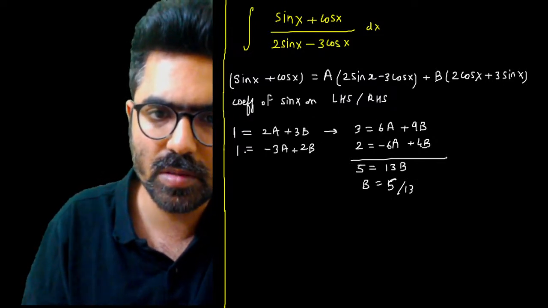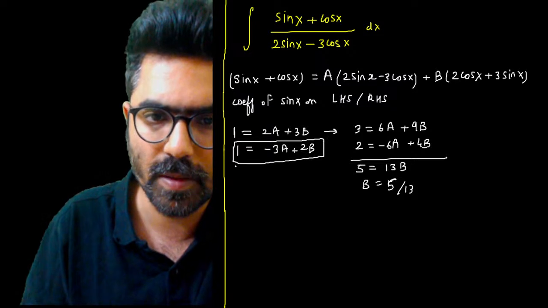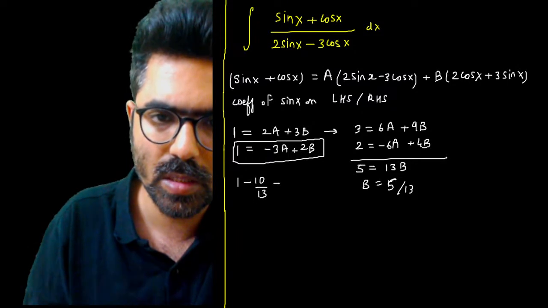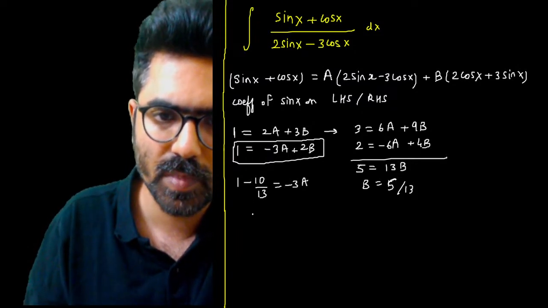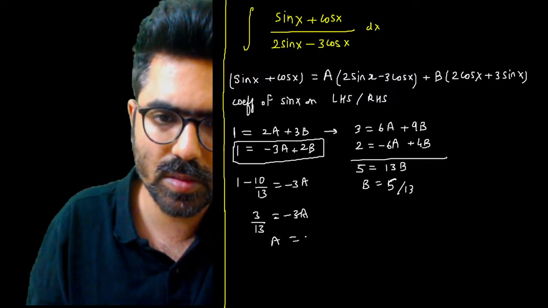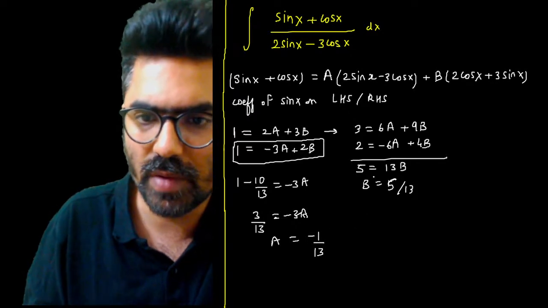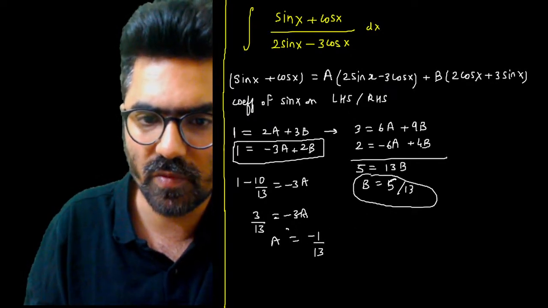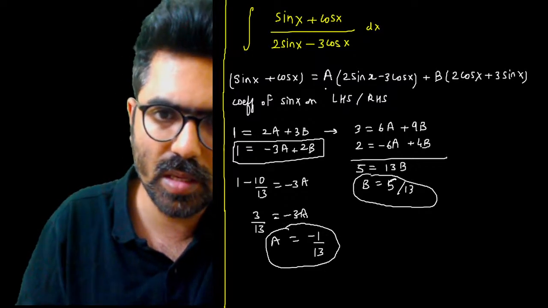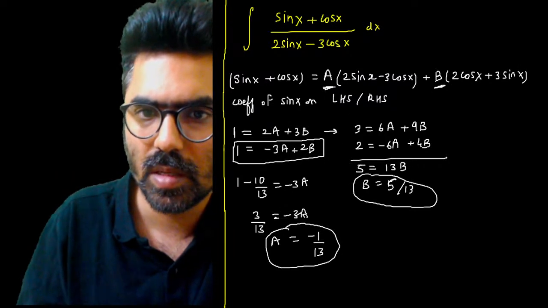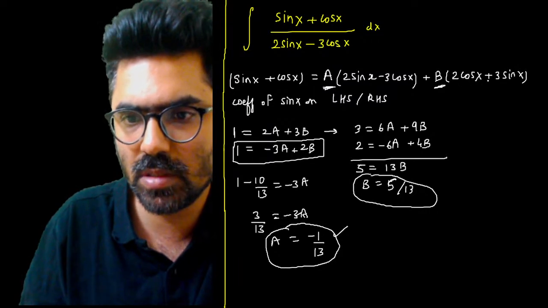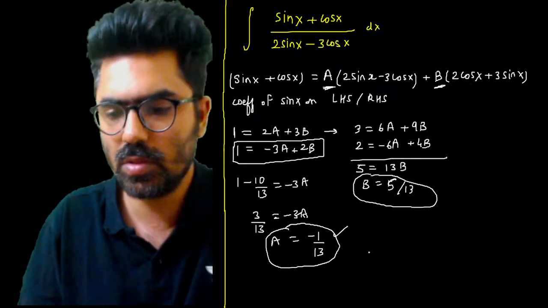Now let's substitute b in this equation and obtain the value of a. So 1 minus 2b, which is 3 by 13, is equal to minus 3a. So a is minus 1 by 13. This is the value of b, which is 5 by 13, and the value of a, which is minus 1 by 13. Now let's substitute a and b in this particular step. The numerator is written as a times the denominator, minus 1 by 13 times this, and b times the derivative of the denominator. We will write this on the next slide.